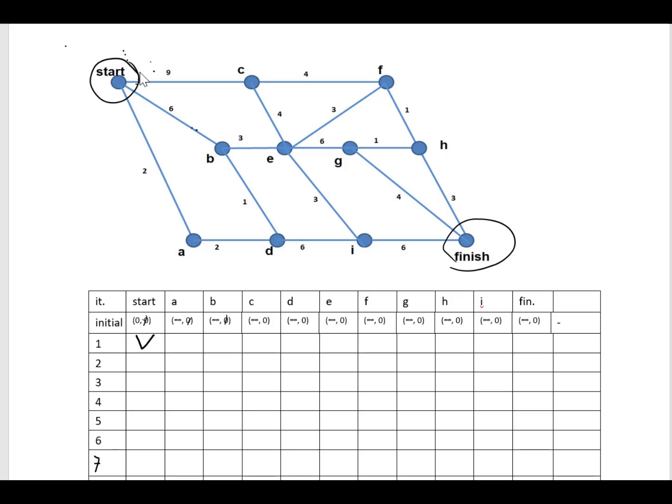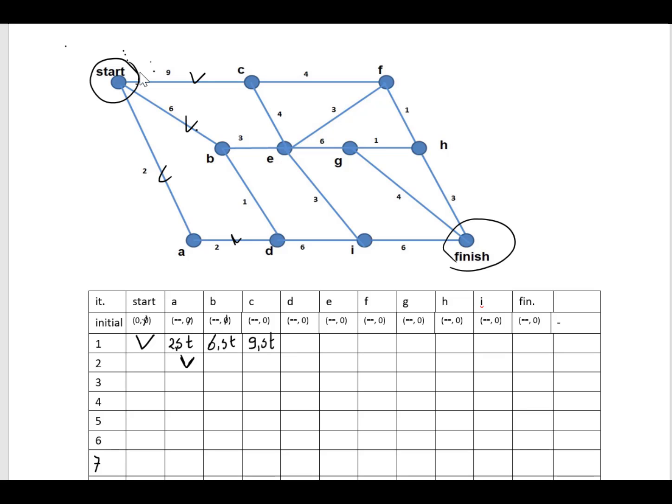Okay, so we start from the starting point and we consider all edges coming out of this starting point. That's the edge going to C with the length of 9, going to B with the length of 6, and going to A with the length of 2. And then Dijkstra says, okay, continue now with the shortest path so far. That would be from the vertex A.